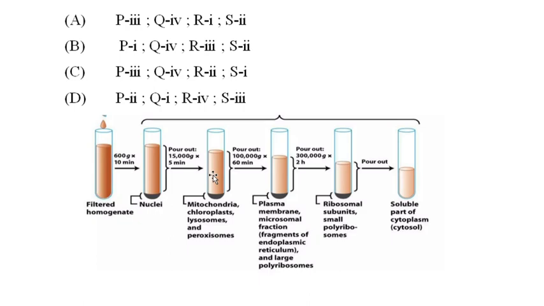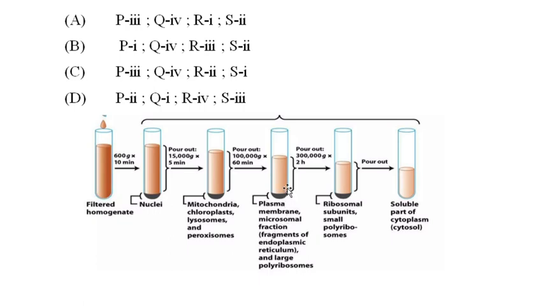Okay, so after that, if you take the supernatant and centrifuge it at 1 lakh RPM for 60 minutes, that is 1 hour, you are able to separate your plasma membrane components and microsomal fractions like fragments of ER, and the large polyribosomes can be segregated in the pellet. So if you want to work with the ER, you can take the pellet.